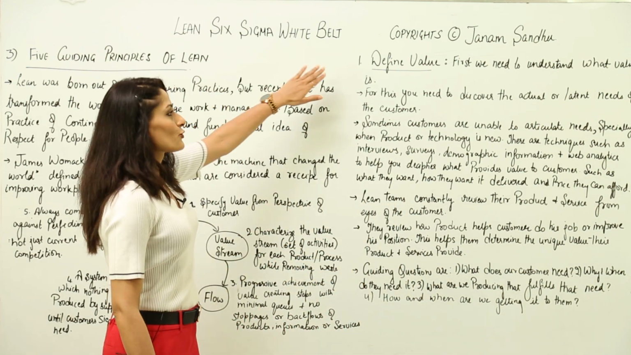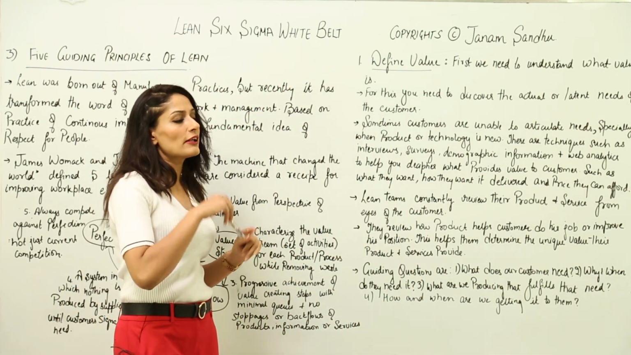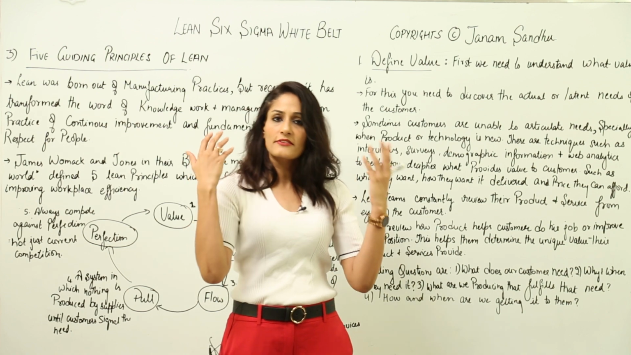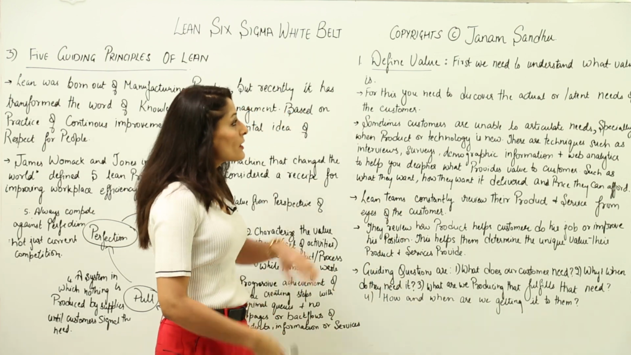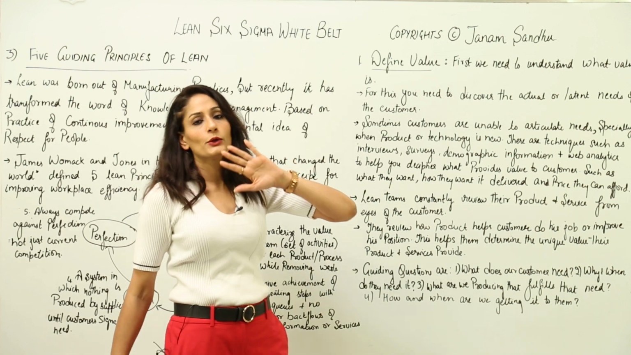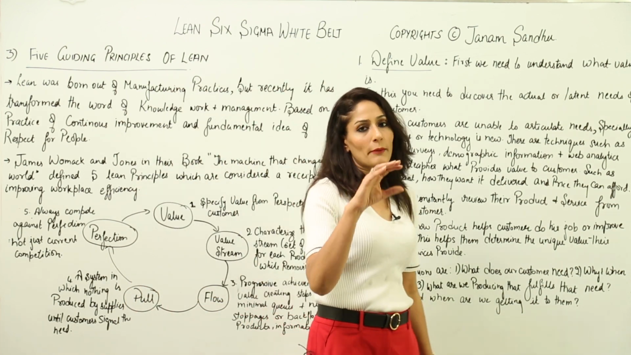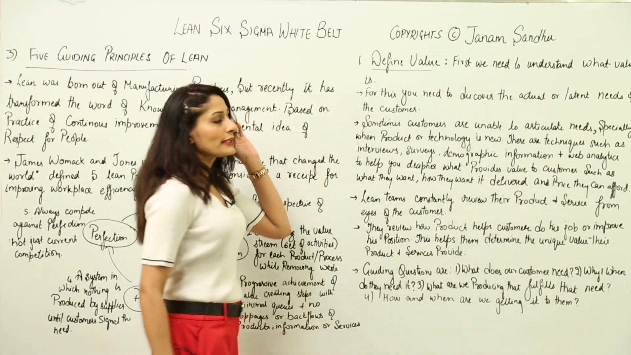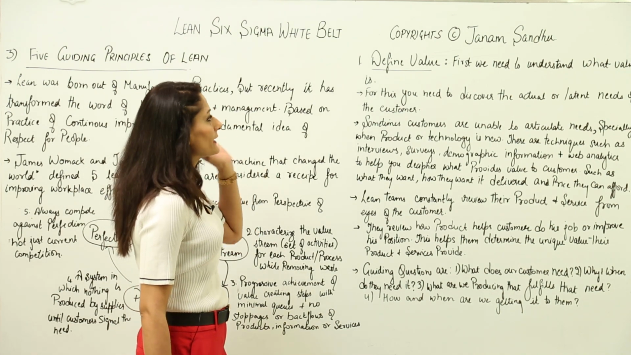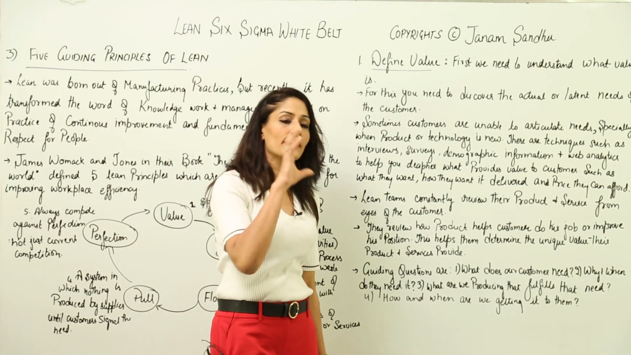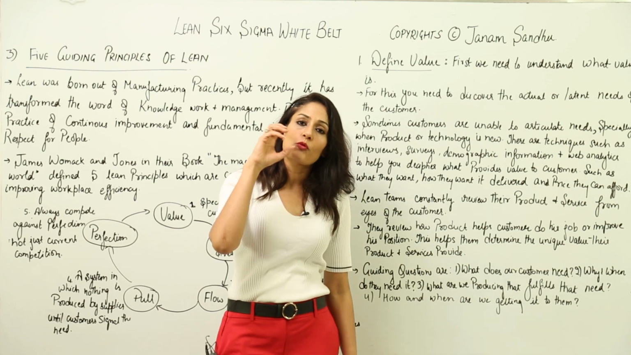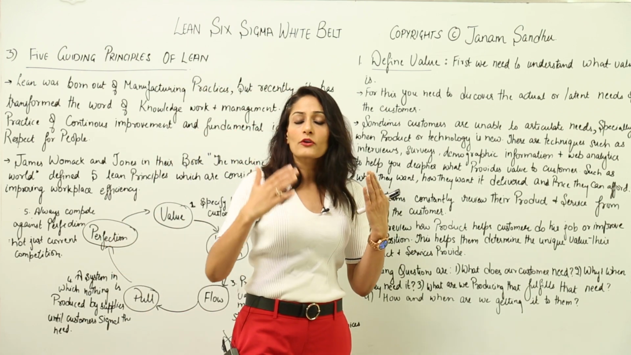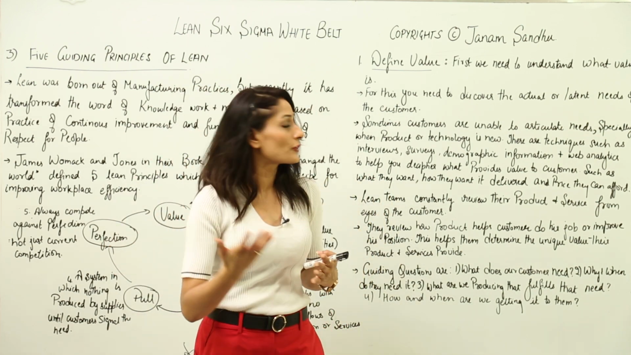So coming to the first one, that is defining value. Now here I will give you some information on how you can actually define value, understand what is value from the perspective of the customer. So first we need to understand what value is. As I have already told you, value is something for which your customer is ready to pay, right? So for this you need to discover the actual or the latent needs of the customer. To find out what is valuable to the customer, you have to find out the actual and the hidden needs. Sometimes the customers are not able to articulate those needs.